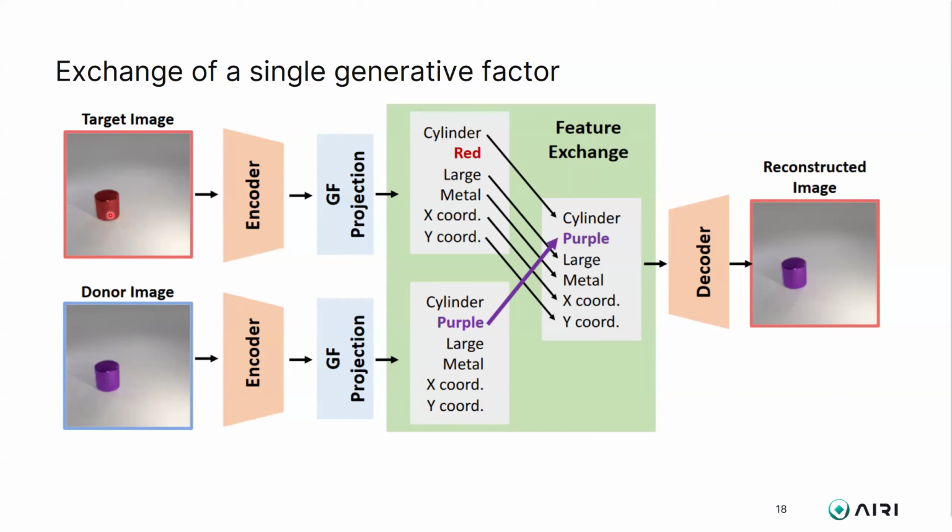In this case, the slide shows two images from the CLEVR dataset. There are two cylinders with a list of generative factors they consist of, like this. The shape is a cylinder. The color is red or purple. Size is large. Material is metallic, and they have the same x and y coordinates. It turns out these two objects differ only in color. In this case, if we pass both images through the encoder and get their latent representations, then their latent representations will differ only by one feature.